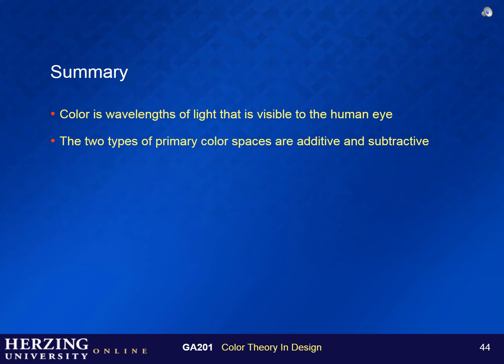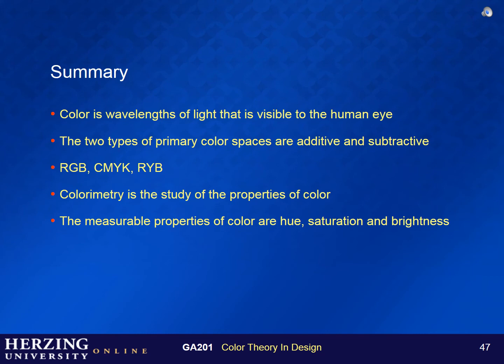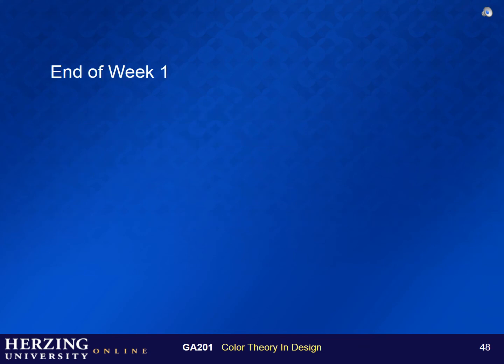The primary additive color space is the RGB color model. The two most common subtractive color spaces are the CMYK and RYB color models. Colorimetry is the study of the properties of color. The most measurable properties of color are hue, saturation, and brightness. End of week 1.